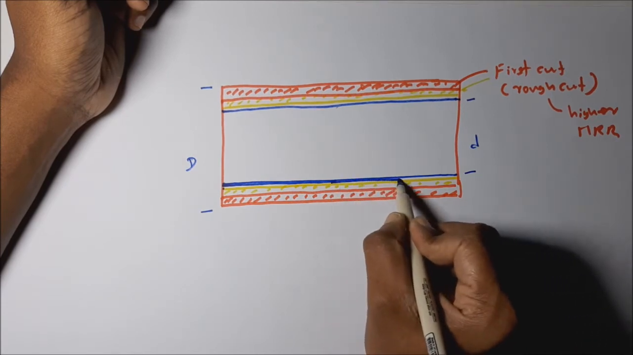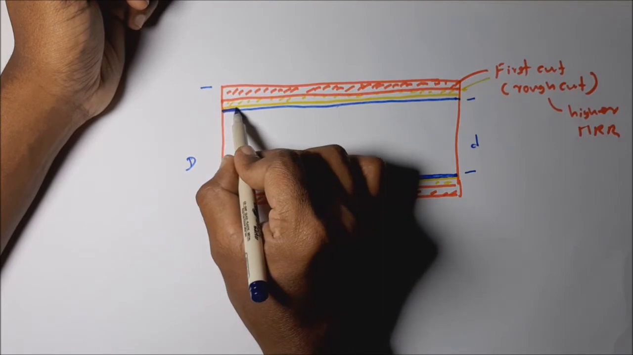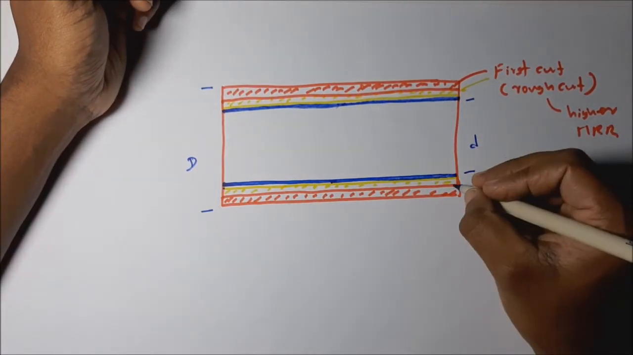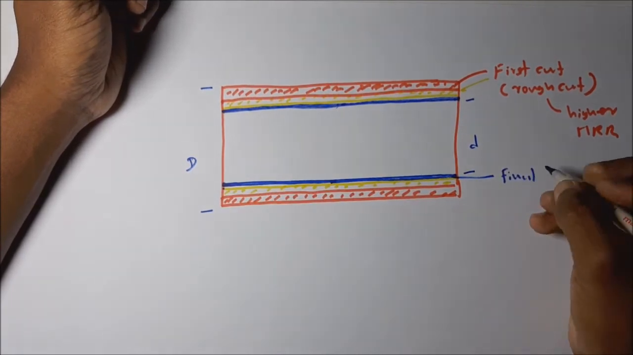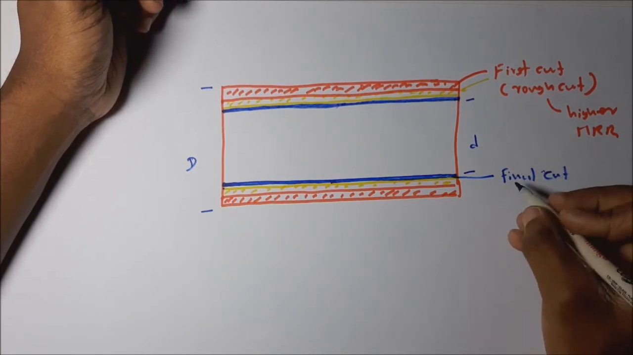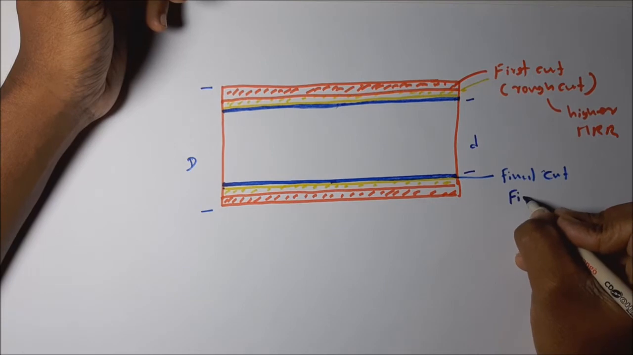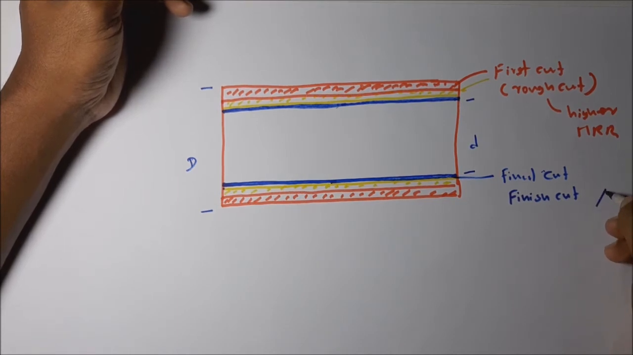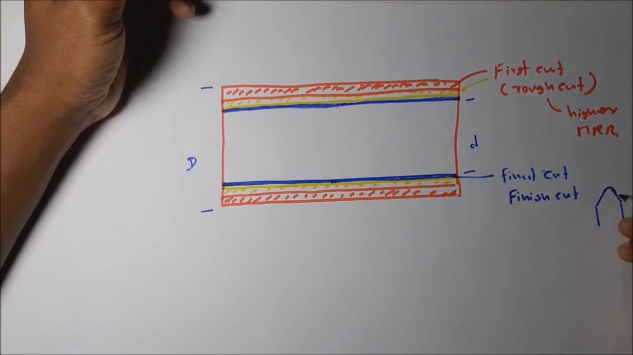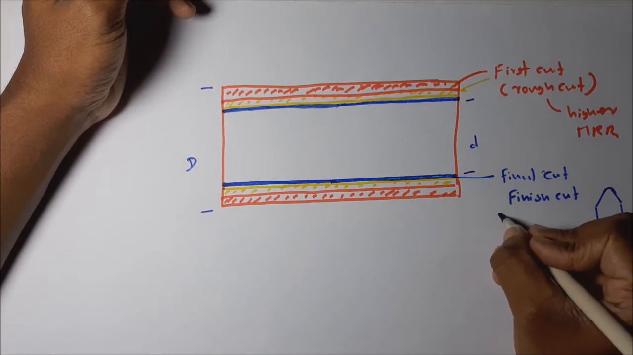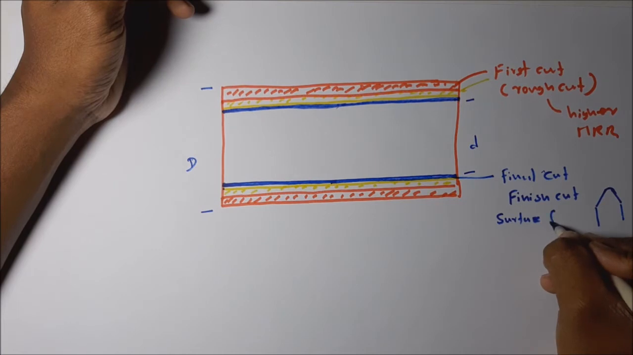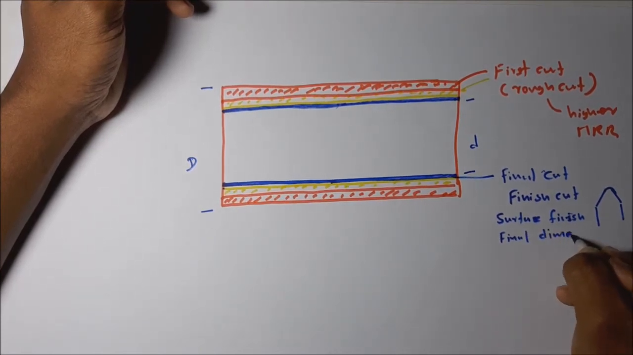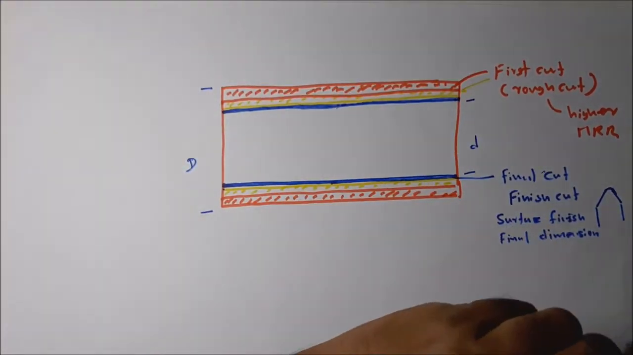This is called the finish cut, done with higher speeds with a round nose cutting tool to get the final dimensions and the surface finish. A very small thin layer is removed to get the final dimensions. This is called the final cut, also called the finish cut. Normally we use higher cutting speeds with the round nose tool, meaning a tool having a round edge. Then we are obtaining the surface finish and the final dimensions.